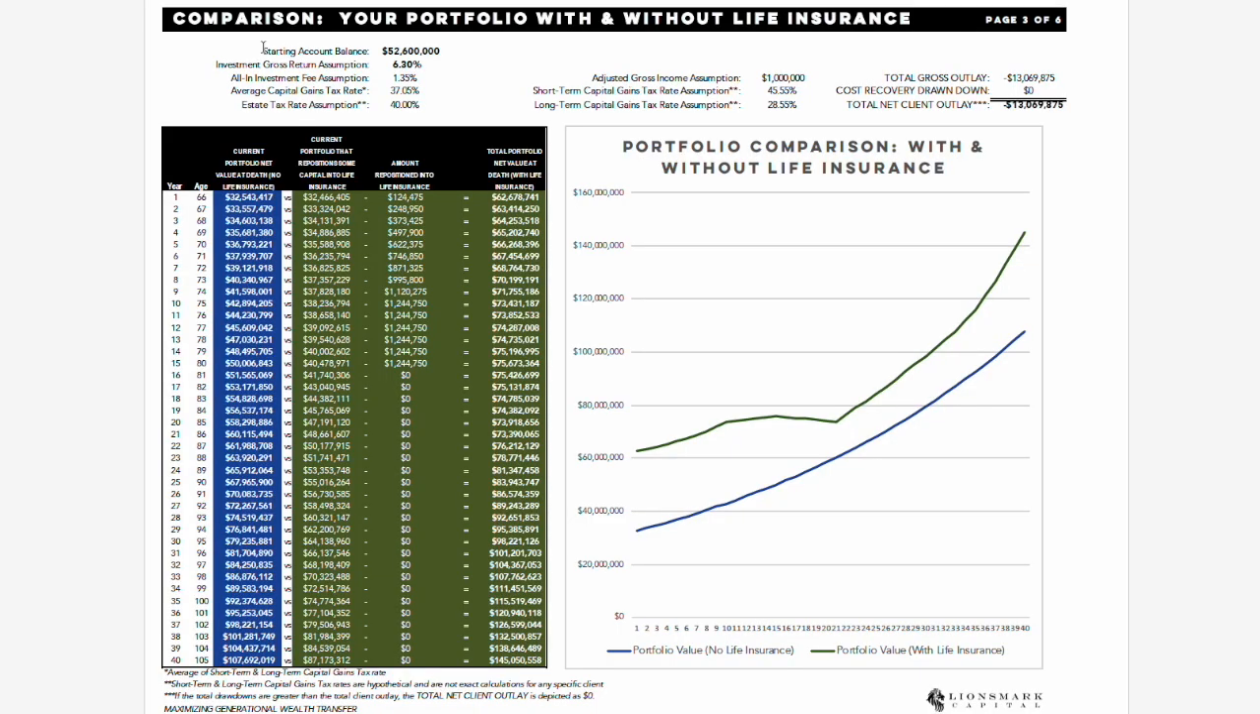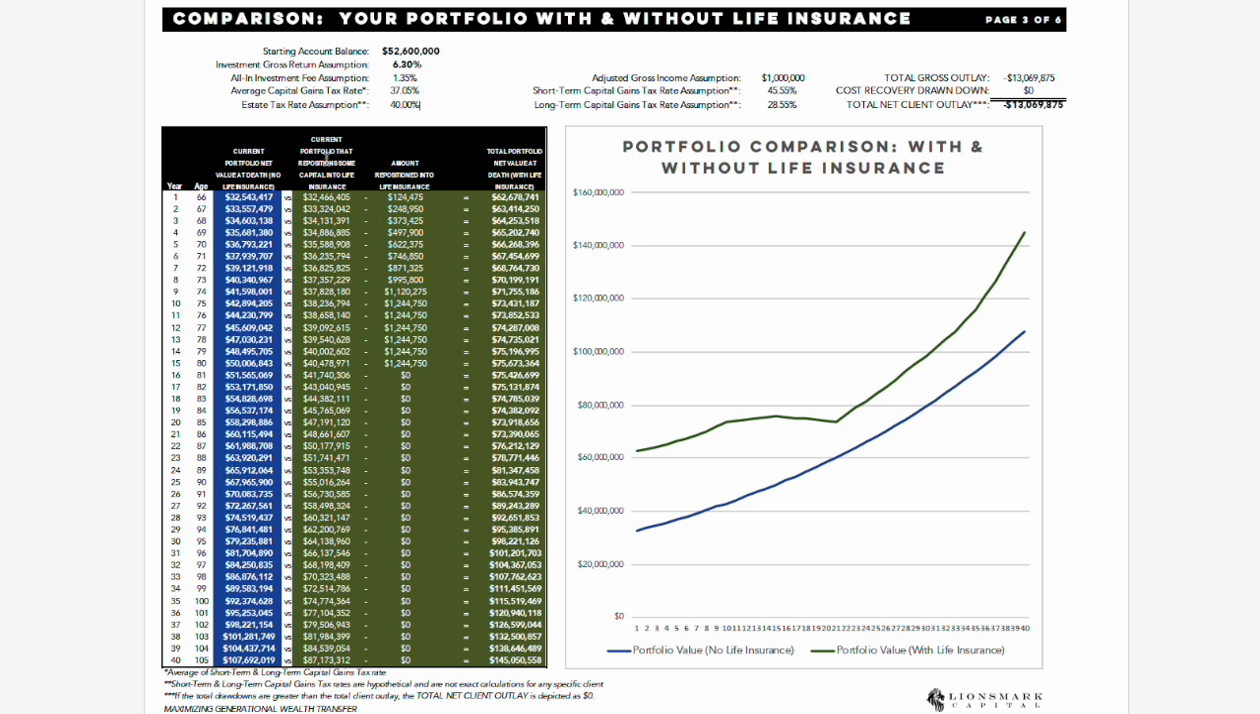So in this scenario, we're starting out with an account balance of $52 million. We're going to assume the same gross return in both the non-insurance based investment as well as the life insurance policy. We're assuming an average capital gains tax rate in the non-insurance based investment account of 37.05%, and we're also accounting for the 40% in estate taxes. In the blue column here, this is the non-insurance based investment account. And the values in this column are the after-tax values. In other words, these are the net values that would go on to Generation 2 at end of life.